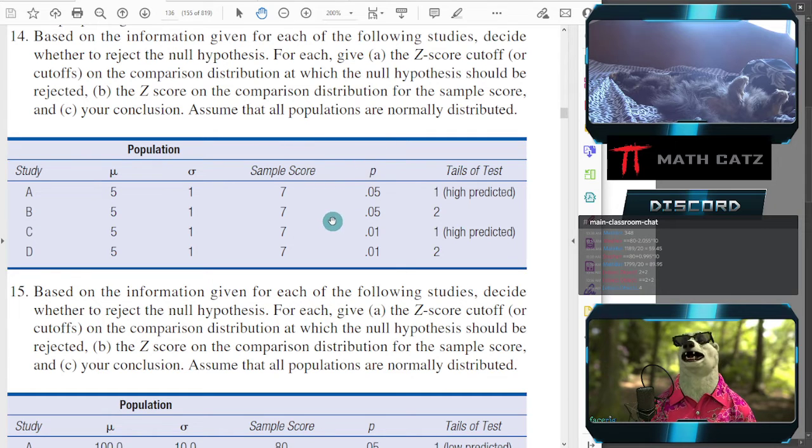So this just gets us to get used to the idea without going through the full steps and the word problem for hypothesis testing and the whole procedure, which we will do. But right now, we're just getting used to the idea here, visualizing it on the normal distribution, on the bell curve, and so on. So we want to look at study A.